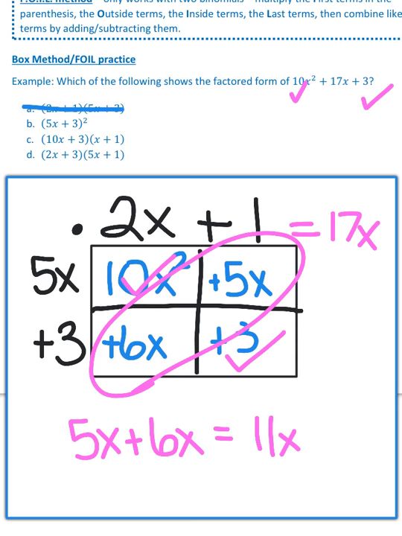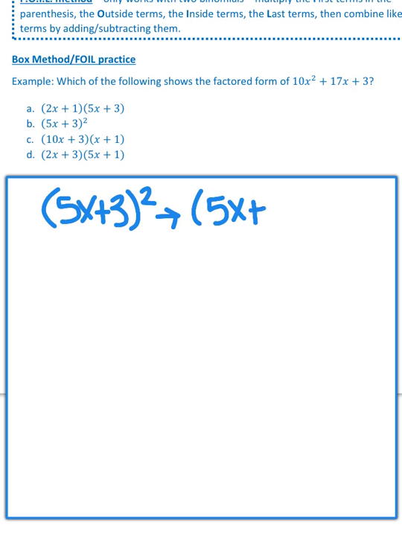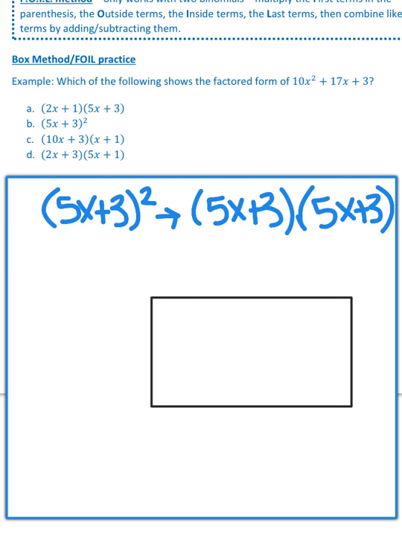Let's go and try letter B. When we're trying letter B, we see that it's written as 5x plus 3 to the quantity 2. That's the same thing as 5x plus 3 times 5x plus 3. So we have our two binomials, and we can go ahead and create our box. On the top, you can put either 5x plus 3 or 5x plus 3. It really doesn't matter because it's the same term.